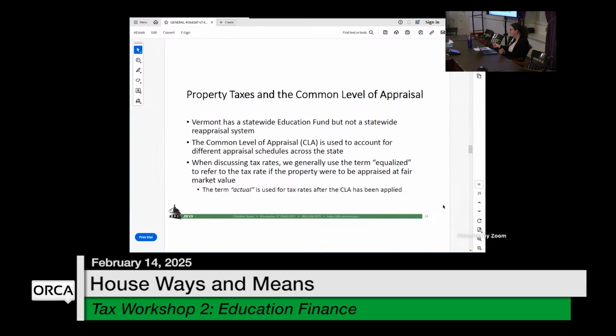We do have a CLA 101 on JFO's website. But essentially when discussing tax rates, we, JFO, use the term equalized because this is referring to what the tax rate would be if everybody was at 100% of fair market value. It's a way to compare across towns regardless of when they were last appraised. The term actual is the tax rate that folks are seeing on their bills. So adjusting that tax rate to make sure folks are paying their fair share.